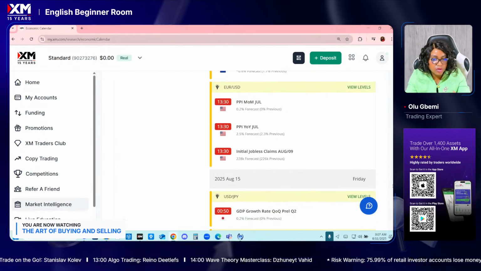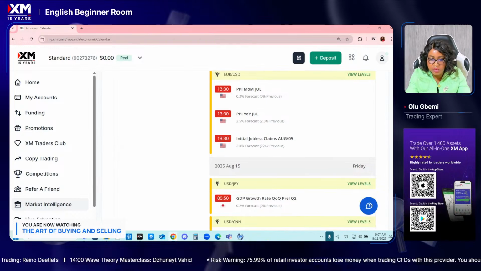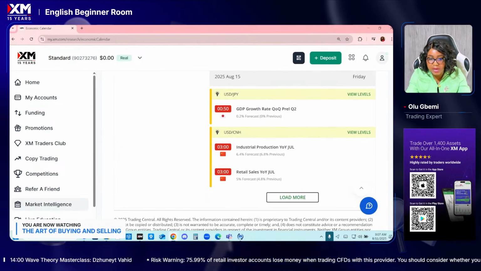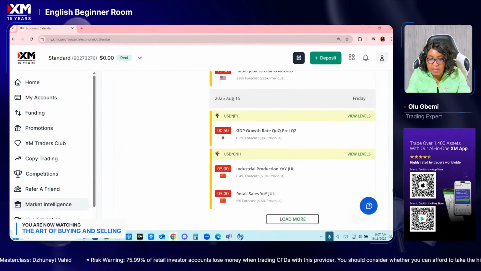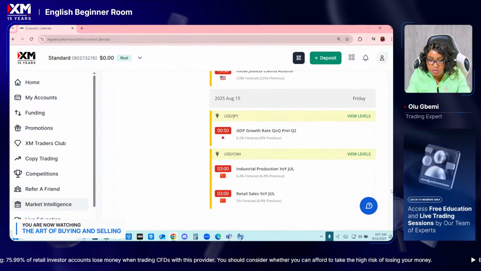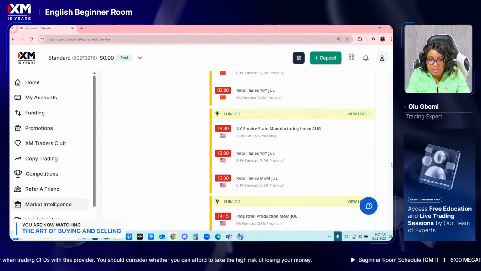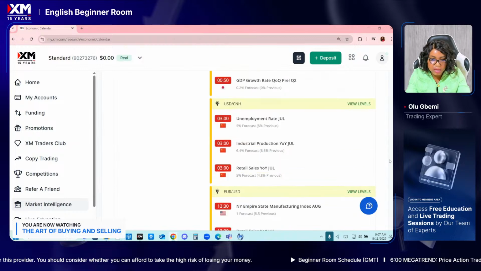So all of these employment reports, PPI, GDP, we also have interest rates. So the market is packed. Actually, the week is packed with a lot of activities, so much to look forward to in the week, and also to help us plan ahead as to how we are going to be trading the market within the week.